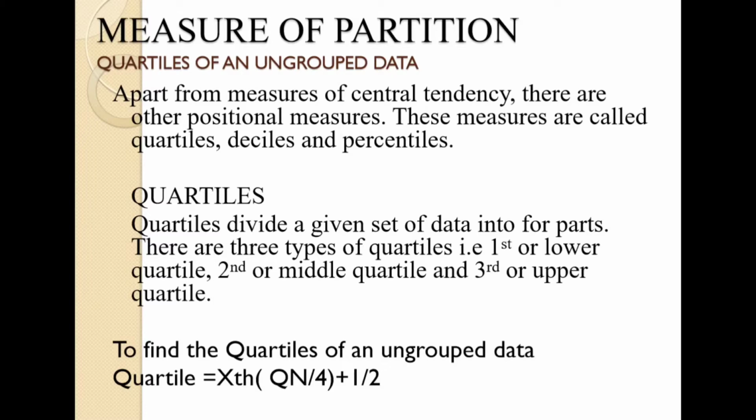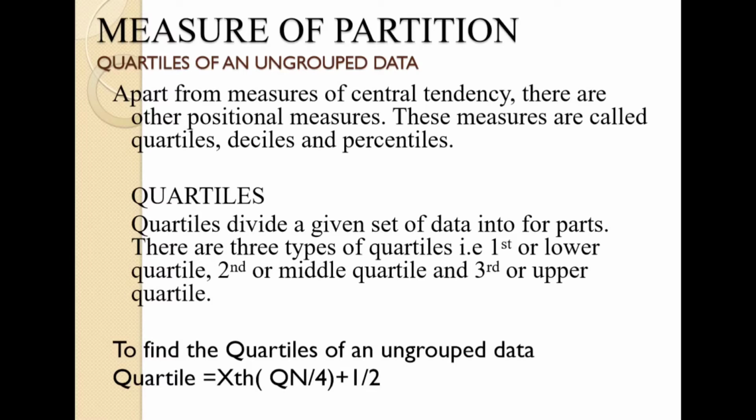So we'll be looking at how to find the quartiles, the deciles, the percentiles of both grouped and ungrouped data. Just as the quartiles divide a data set into 4 equal parts, the median divides a data set into 2 equal parts. The deciles divide a data set into 10 equal parts. And the percentiles, like the name connotes from percentage, divide a data set into 100 equal parts.